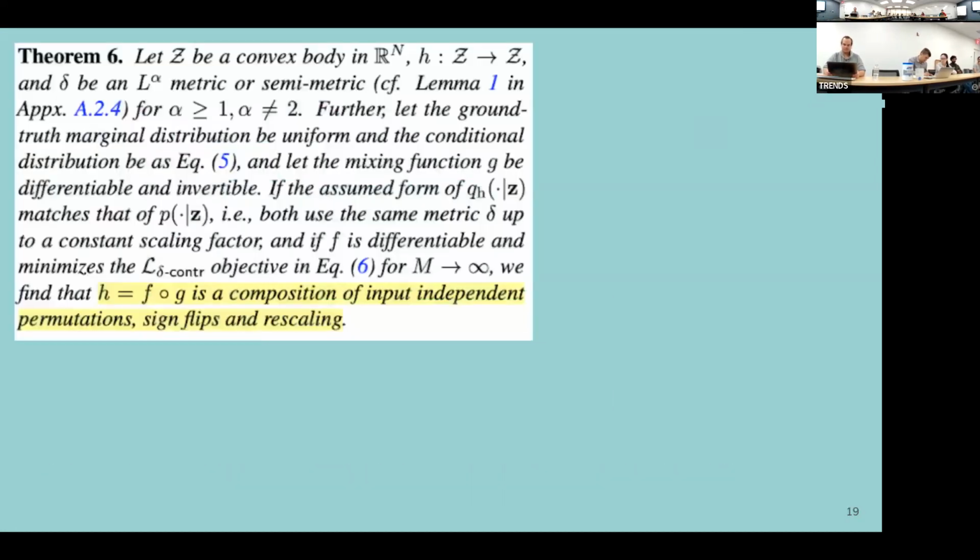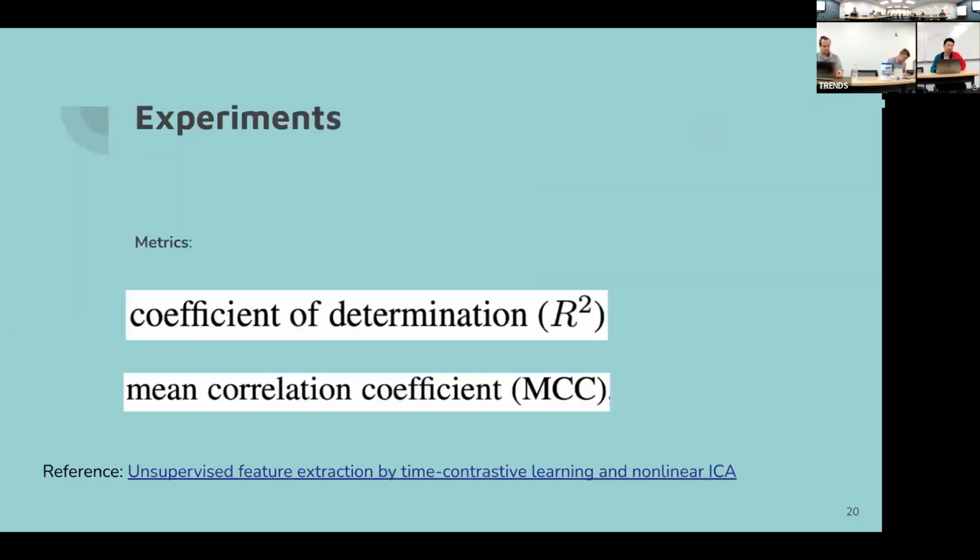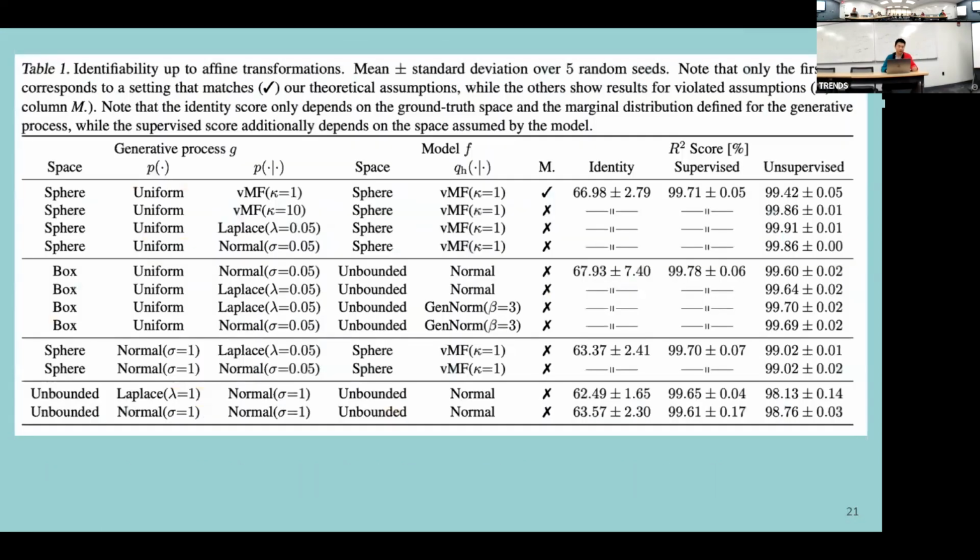Okay, let's have a look at their experiments. They use two metrics, the coefficient of determination and the mean correlation coefficient, which have been used in various papers. They have three experiments, but I will present two of them. One uses random data, so given this data, you have the generating process precisely. You can assume what the conditional distribution is. And the M here means a match with all the assumptions.